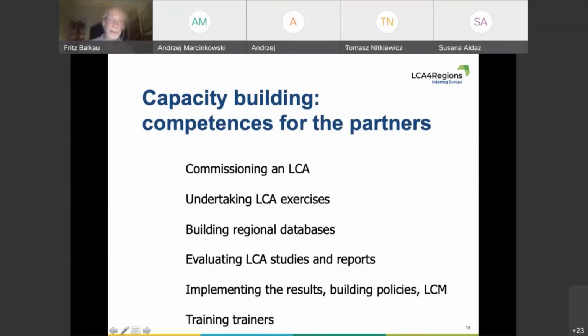Evaluation of LCA studies and reports. It's not enough to simply present the LCA report to the client and say, thank you very much, where is my check? We have to take the client through an evaluation of the significance of the LCA and what it means. Implementing the results through lifecycle management and ultimately training the trainers. These are some of the competences that we need to build. There's certainly quite a good deal of strength in some of these, but there is still some way to go in certain other ones, training the trainers among others.